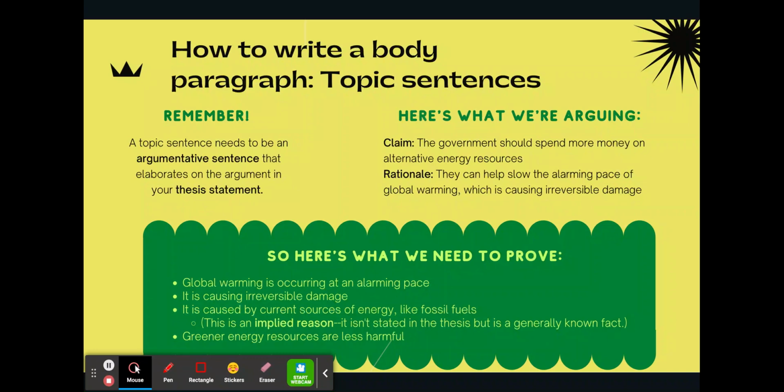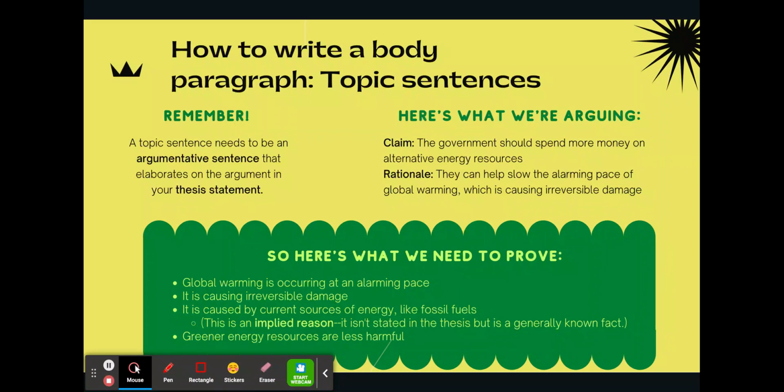So breaking down the thesis statement, here's what we need to ultimately argue throughout the whole paper. The claim that the government should spend more money on alternative energy resources, and the rationale that they can help slow the alarming pace of global warming, which is causing irreversible damage. So if you break that down, here are the things that we really need to prove to persuade the audience of this thesis statement.